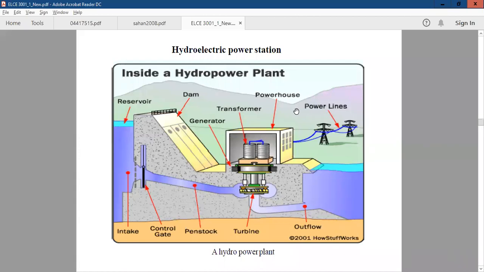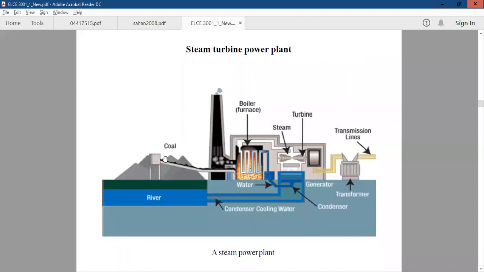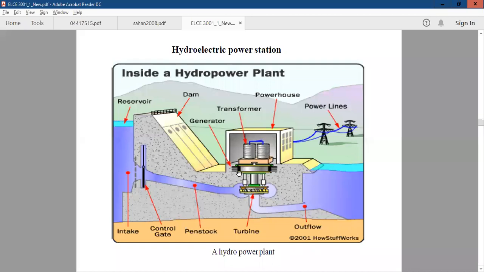Okay. The other advantage, it doesn't require a long starting time, like a steam power station. The turbine will rotate immediately. But in steam, we have to burn the coal and then we have to boil the water, so it requires some starting time. But here, it doesn't require long starting time.